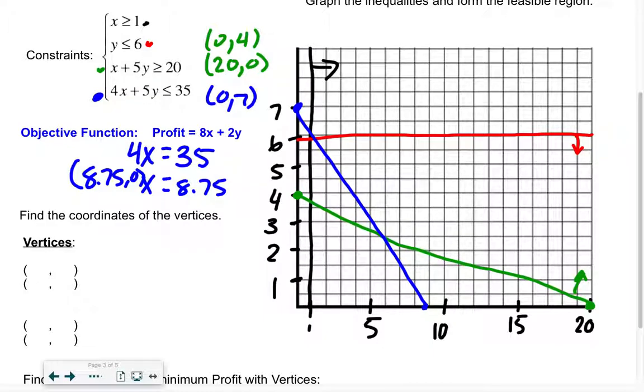Are we shading above or below that one? Below. So I need to be to below or to the left of this line and above this one, below my red, to the right of my black. So that puts me in this area right here. Okay, questions?